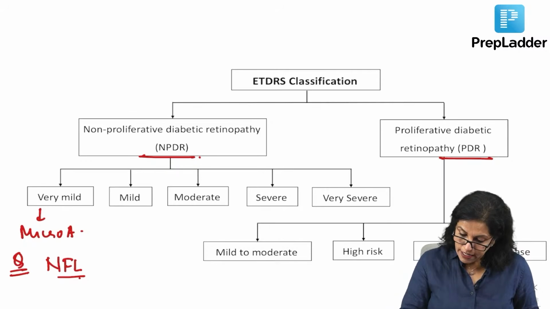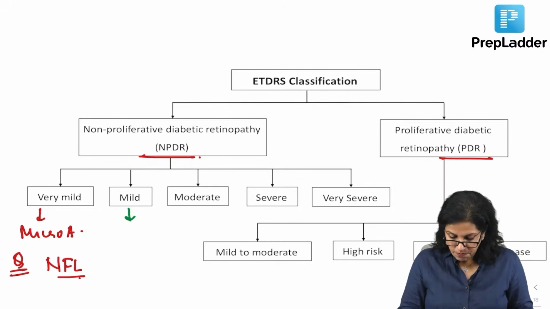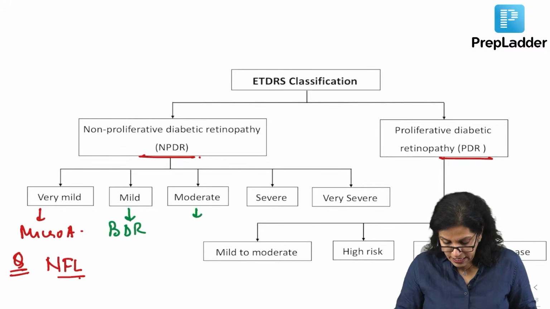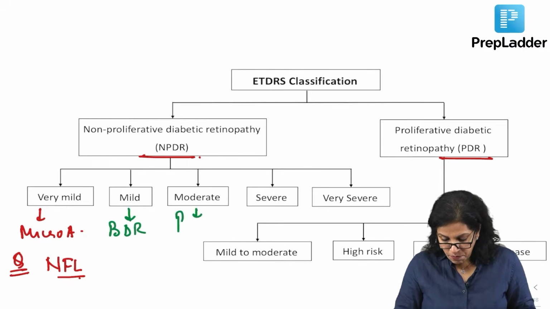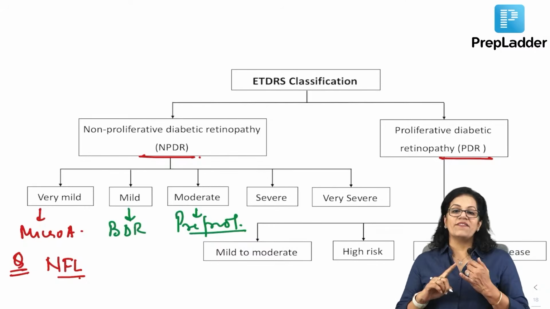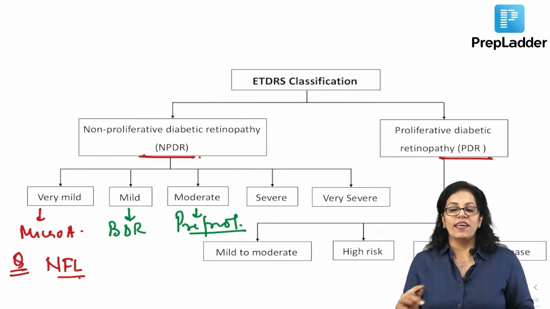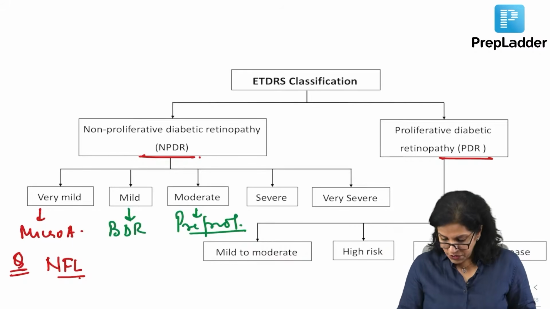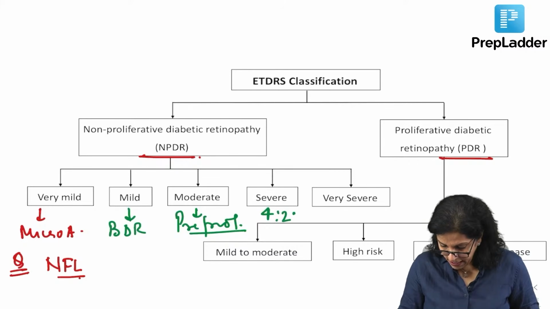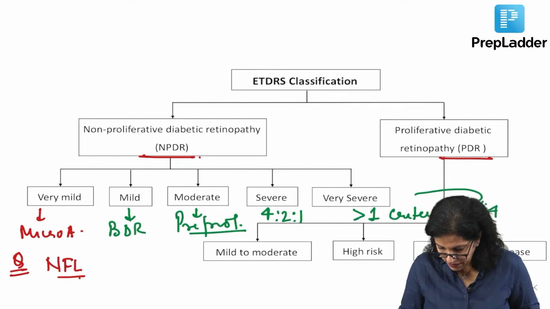When you talk about mild, what are the features in mild? You will say all the features of background diabetic retinopathy. What about moderate? Moderate is all the features of pre-proliferative. And what is severe and very severe? What did we learn? Revise with me. 4:2:1 rule. If there is a single criterion of the 4:2:1 rule, this is severe. If more than one criterion of the 4:2:1 rule, now this becomes very severe.